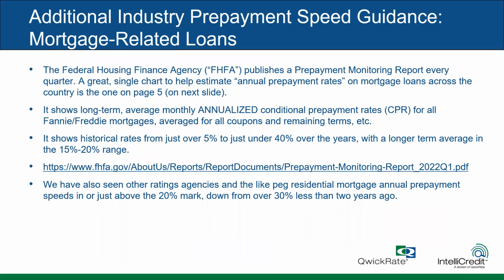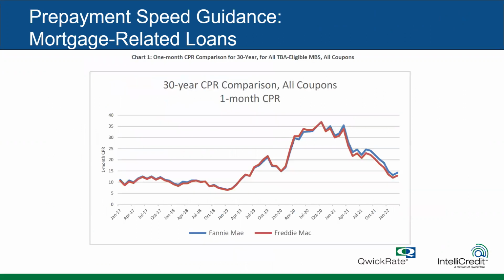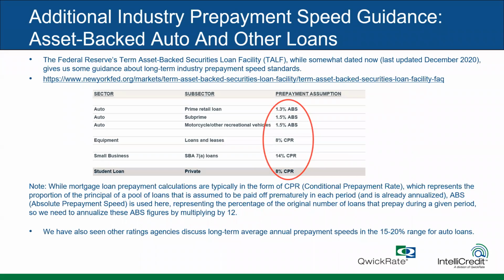Let's move on. There's additional guidance about prepayments. You don't want to just rely on the NCUA. The FHFA has some good guidance on prepayments for mortgage-related loans, and there's some data there. For other non-mortgage-related loans, there are other resources you can go to that are a little sketchier and further out, but still better than nothing, and we provide that as well. So there's a heap of guidance and direction we can help with when it comes to these critical assumptions for WARM and for CECL.